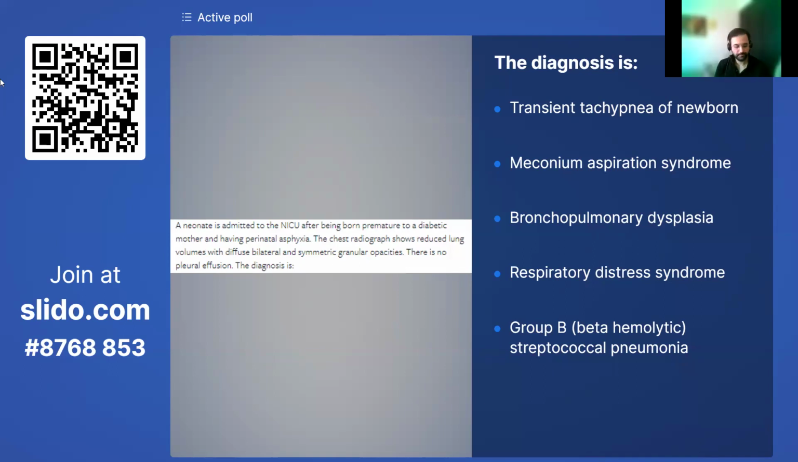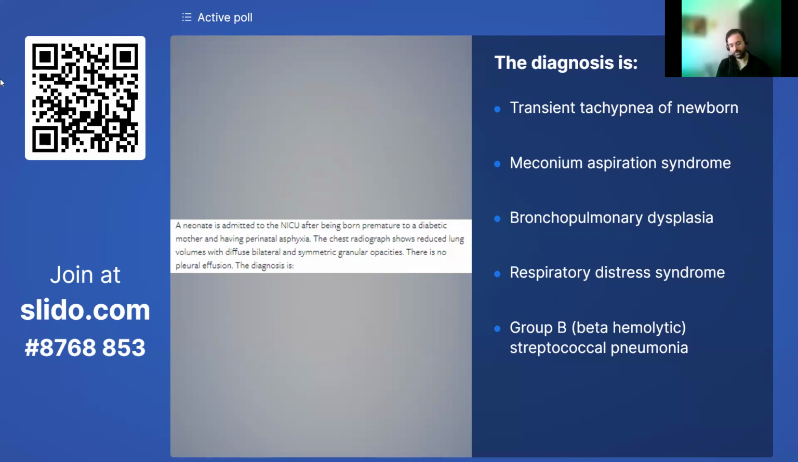Yeah, go ahead. So I think for this one, I would go with respiratory distress syndrome. My reason for that would be that one, the baby is premature. Second, he's had perinatal asphyxia. And also, in RDS, we can see that the lung volumes can be reduced, although there can be a bit of pleural effusions at times as well. And also the granular opacities in a neonate with that history would lead me more towards respiratory distress. Yeah, I was initially thinking transient tachypnea, but I'd go for RDS.